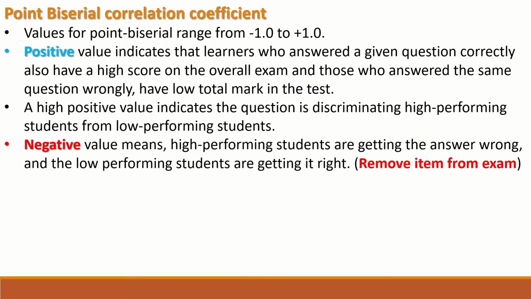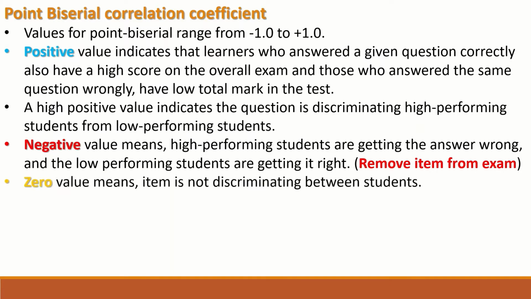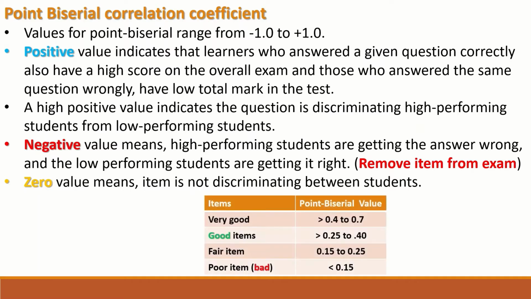A negative coefficient value means high performing students are getting the answer wrong and low performing students are getting it right. In this case, remove the question from the exam paper. However, if the coefficient value is 0, that means the item or the question is not discriminating between students. So it's worth changing or modifying it.